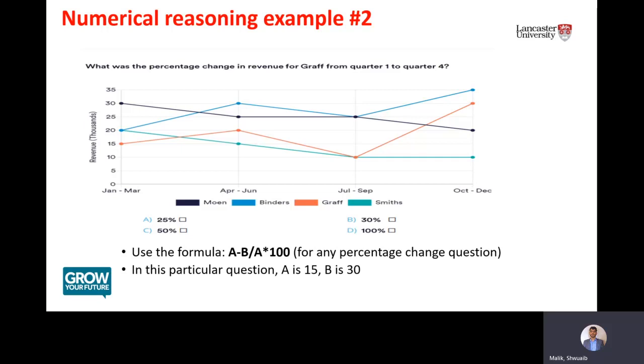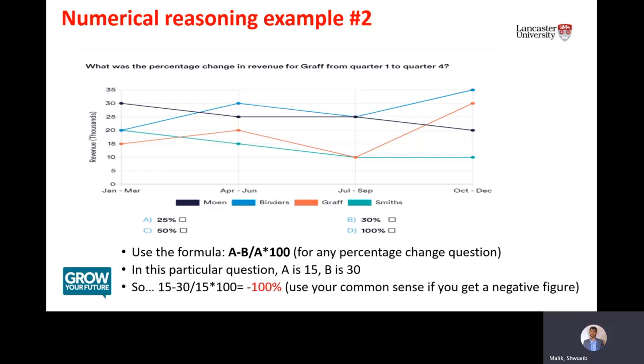In this particular question, A is 15,000. For simplicity, we'll take off the 3 zeros at the end so we can work with simpler numbers. So A is 15 in this case, which is the Q1 figure. B is 30, which is the Q4 figure. We need to calculate the percentage change in revenue between these 2 quarters. So we plug the numbers in: 15 minus 30, all divided by 15 times 100 equals 100%.